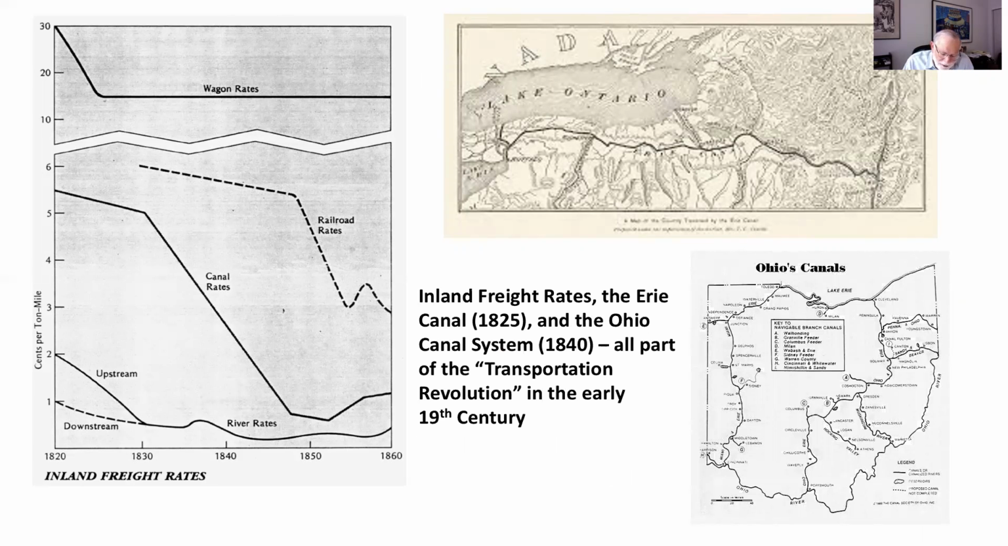In 1817, the population of the United States was about 8.2 million, of which about 3 million were slaves. In 1837, the population is 15.7 million, and about 3 million of those are slaves. There's been a transportation revolution.